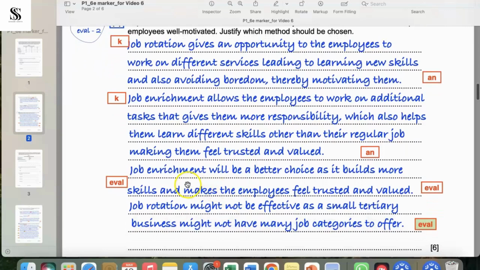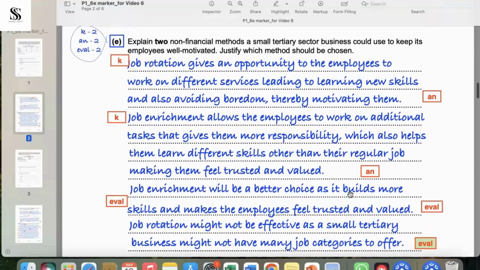And I finally made my choice. Job enrichment will be a better choice as it builds more skills, is one of my justifications, and makes the employees feel more trusted and valued. And job rotation might not be effective as a small tertiary business might not have many job categories to offer. If you notice in this answer, there are more than 2 evaluation points, but that is fine. If you get more than required, you're in the safe zone, but at least you need to get 2 knowledge, 2 analysis, and 2 evaluation for the 6 marker.